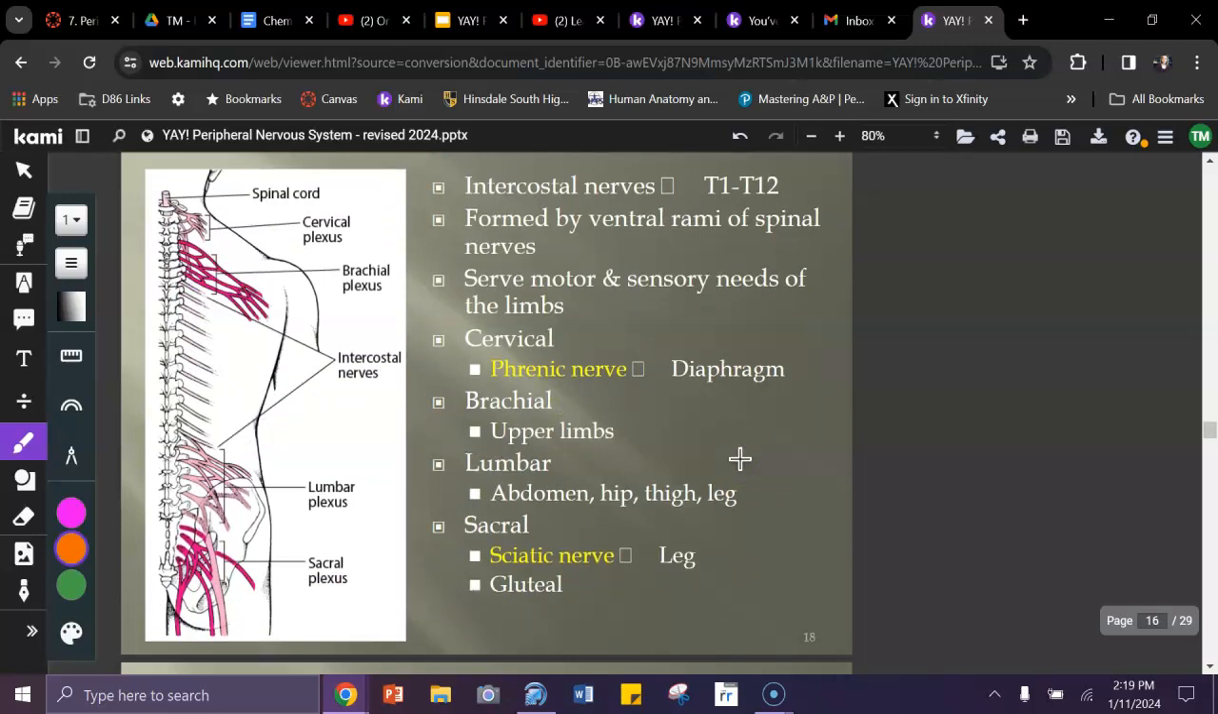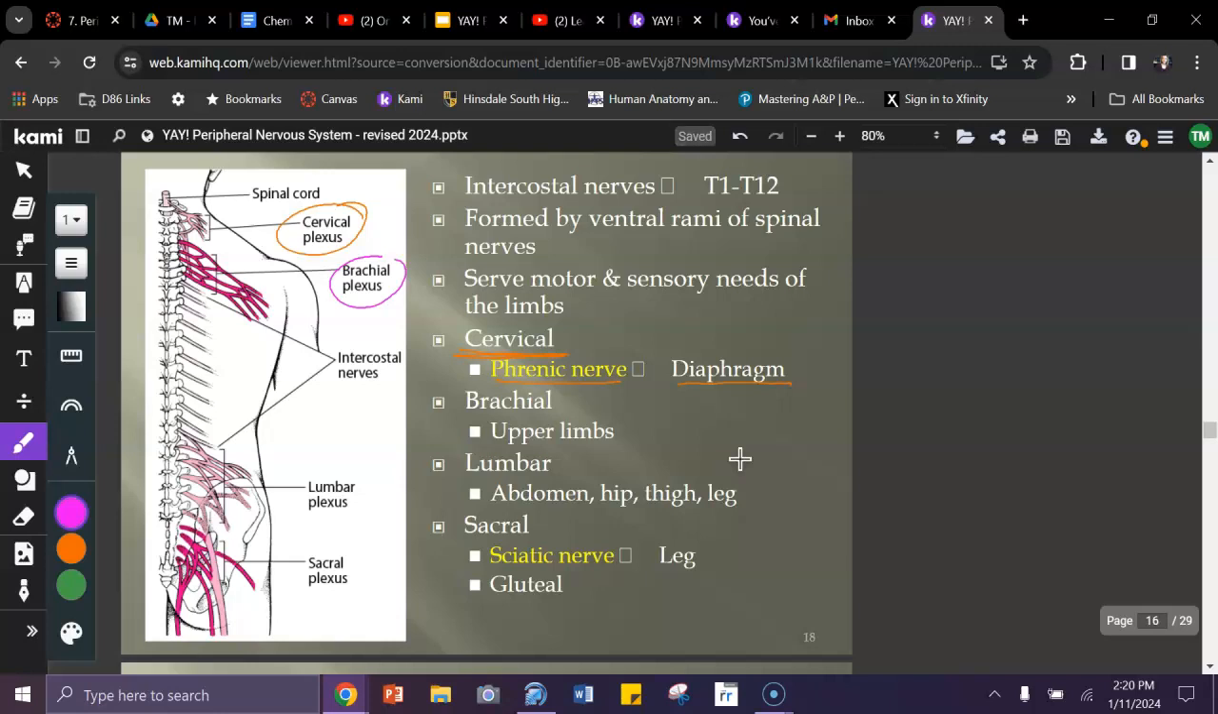As you can see, the plexus is kind of like a bunch of nerve fibers that are braided together. And there are a couple of things to know. Again, intercostal nerves, T1 through T12, are not forming any plexuses at all. The cervical plexus is going to contain a nerve called the phrenic nerve. And the phrenic nerve is going to innervate the diaphragm. So it's just an important nerve to know because it's going to help us with our breathing.